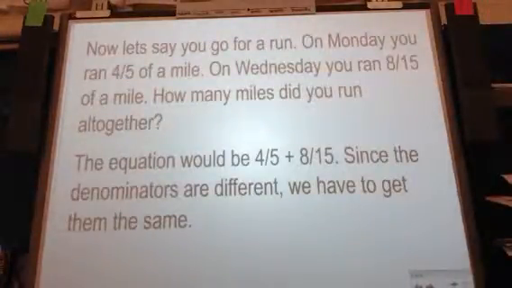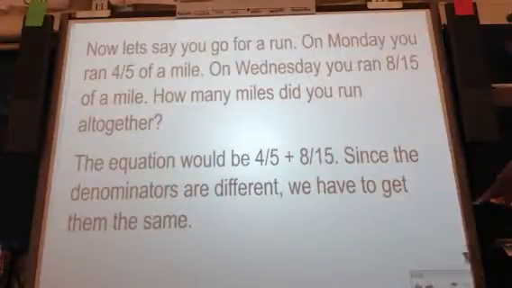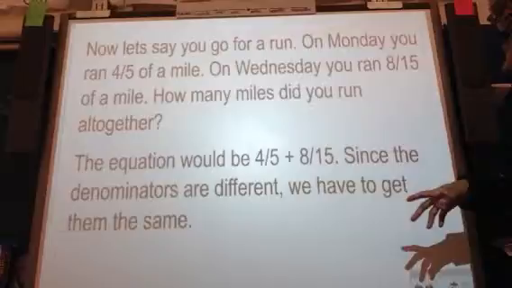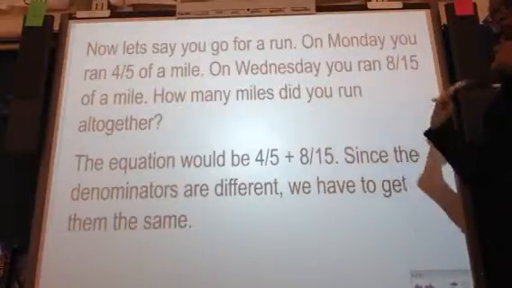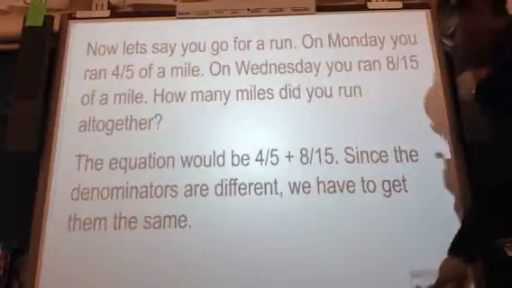Now let's say you go for a run. On Monday, you ran 4/5 of a mile. On Wednesday, you ran 8/15 of a mile. How many miles did you run altogether that week? So the equation would be 4/5 plus 8/15. Since the denominators are different, we have to get them the same in order to add them. You never add the denominators. And you only add the numerators when the denominators are the same. So let's look at that.